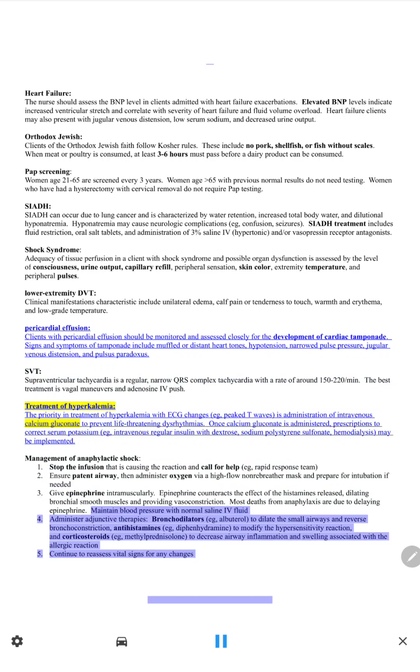Maintain blood pressure with normal saline IV fluid. 4. Administer adjunctive therapies: bronchodilators, e.g., albuterol, to dilate the small airways and reverse bronchoconstriction; antihistamines, e.g., diphenhydramine, to modify the hypersensitivity reaction; and corticosteroids, e.g., methylprednisolone, to decrease airway inflammation and swelling associated with the allergic reaction. 5. Continue to reassess vital signs for any changes.